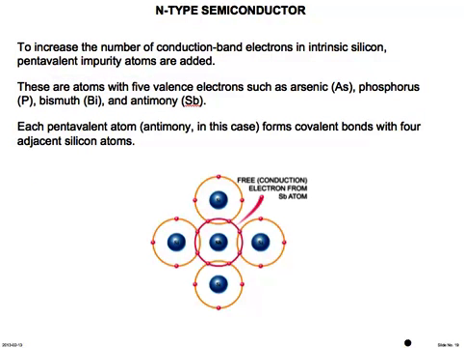So the first one we look at is N-type. Looking at the diagram there, you can see that we've got silicon atoms and we've got another atom on the inside, and the symbol for it is Sb, which is antimony. So antimony is a material that has 5 valence electrons. So it actually has 1 additional electron compared to our silicon atom.